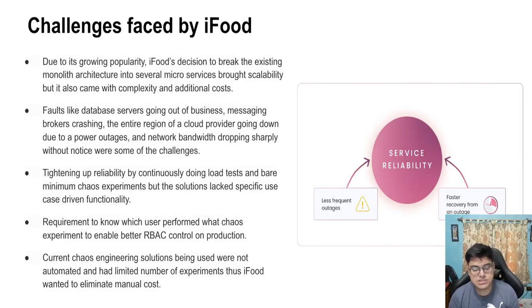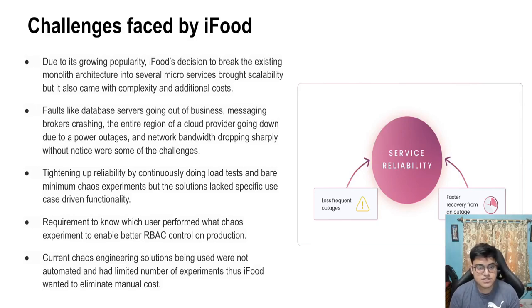Now, what were the exact challenges faced by iFood, and why did they think that the solutions they had didn't really work out for their specific use cases? Due to its growing popularity, because they were serving such a huge number of customers, they decided to break their existing monolithic architecture into several microservices so that they could scale better. This decision of moving from a monolithic to a microservice-oriented architecture, of course, came with its perks, but also came with much more complexity and additional costs. So that was one reason they were looking for solutions to handle this kind of complexity and to deal with resiliency the more they scale.